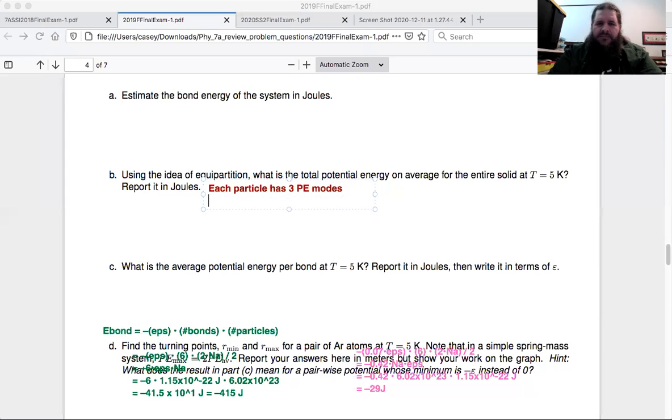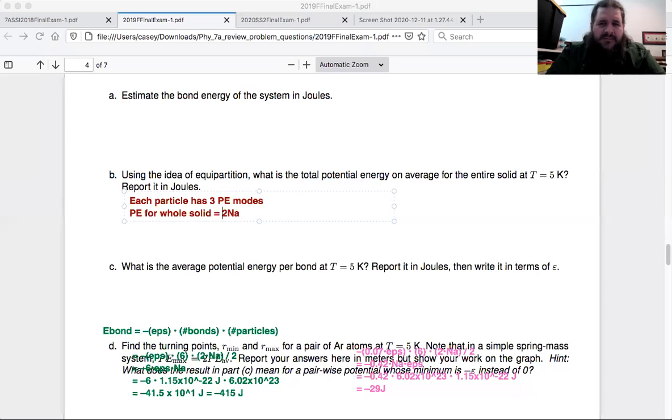And we want the total potential energy for the entire solid. And the potential energy for the whole solid equals, let's see, we've got 2 moles of atoms.